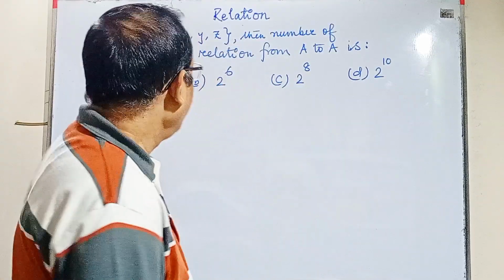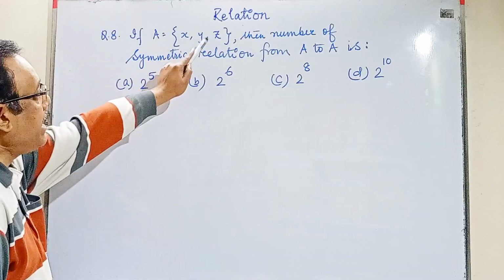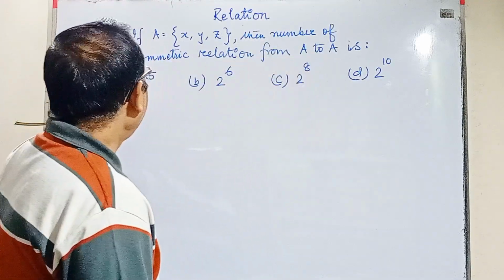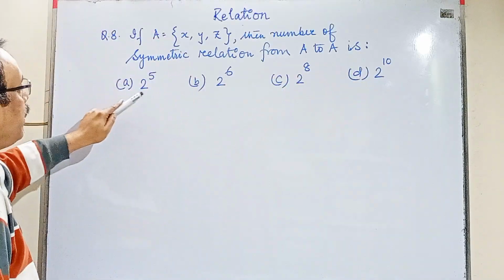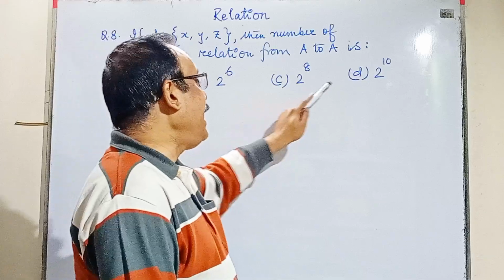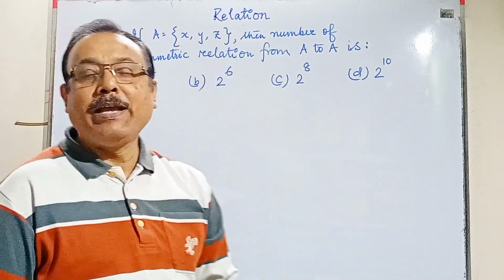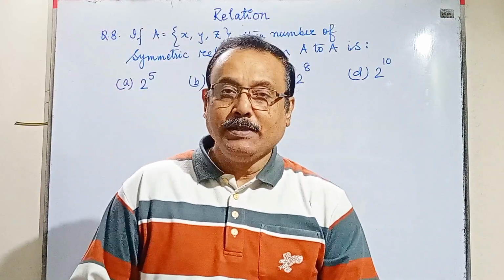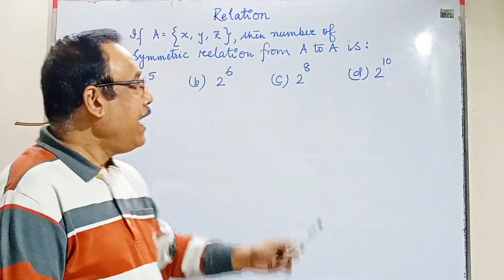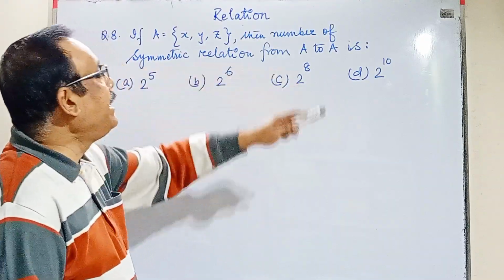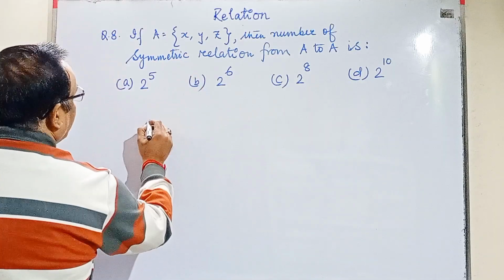So our next question is question number 8. If A is equal to a set having elements x, y, z, then the number of symmetric relations from A to A is: choice 2 to the power 5, 2 to the power 6, 2 to the power 8, 2 to the power 10. We have discussed questions to find the number of relations, number of equivalence relations, number of reflexive relations, and now this question is how many symmetric relations can be formed. Now see, here n is how much? Number of elements.